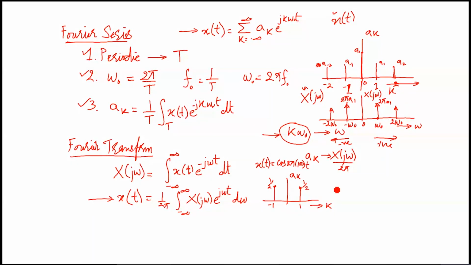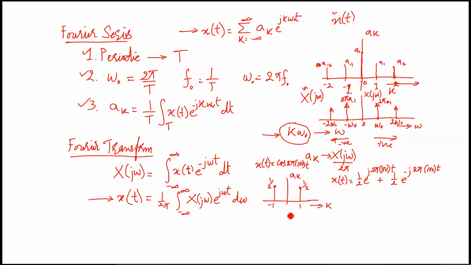Or in other words, you will see that x of t can be written as half e raised to the power j 2 pi 100 t, which is our omega naught t. This is omega naught, remember, plus half e raised to the power minus j 2 pi 100 t. So instead of omega naught, I have just written a value. Don't get confused with this.